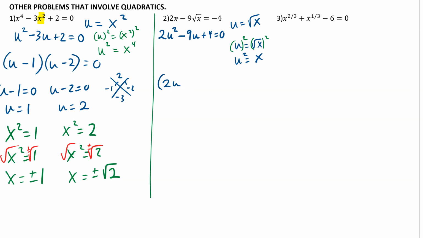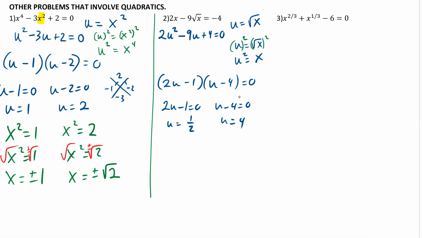So we do 2u, u, minus 4 and minus 1, and then we check. It's 2u squared, minus 8u, minus u, that's -9u, and then plus 4. So it works perfectly. And then we say 2u minus 1 equals 0, u minus 4 equals 0. So u equals 4, and u equals 1/2.